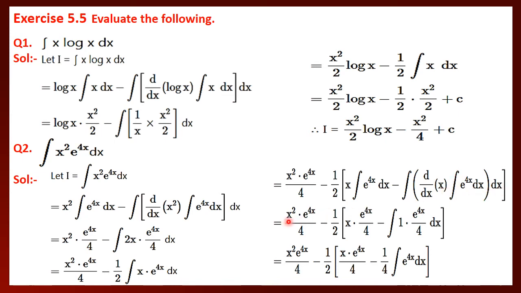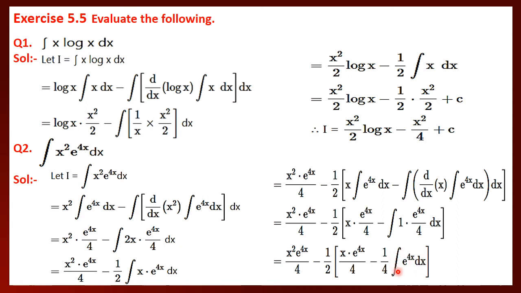Now x square into integral of e raised to 4x, which is e raised to 4x upon 4, minus half into x into e raised to 4x upon 4, again minus derivative of x, which is 1, into integral of e raised to 4x upon 4 dx. Now the integral of e raised to 4x is e raised to 4x upon 4 again. So x square into e raised to 4x upon 4 minus 1 by 2 into x into e raised to 4x upon 4 minus 1 by 4 into integral e raised to 4x dx.